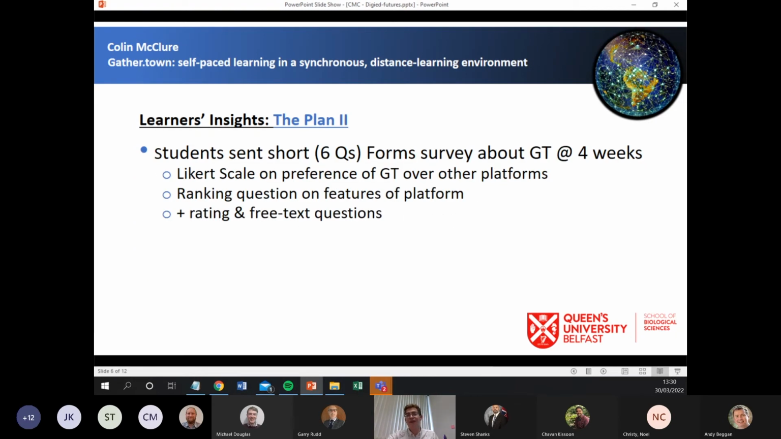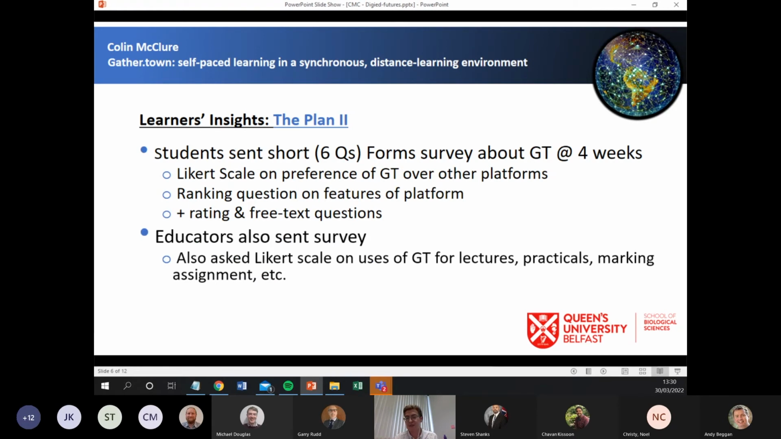So during this whole session over the 5 weeks, I then asked students to fill in a quick form about Gather.Town, or GT as I've referred to it here. I asked them about their preference of Gather.Town relative to other static video conferencing software such as Microsoft Teams, which we usually use in Queen's. I gave them ranking questions on the platform, so which aspects of the platform did they enjoy, and I also gave them free text responses as well to see if they had anything else to say.